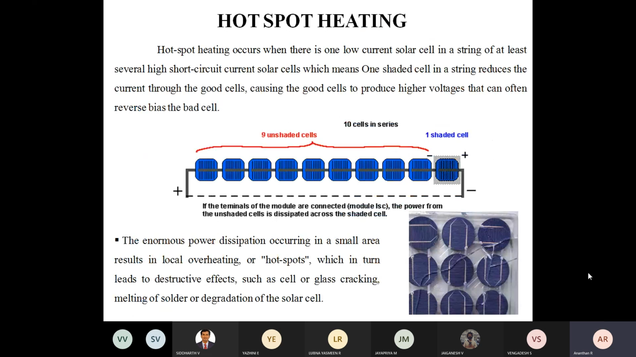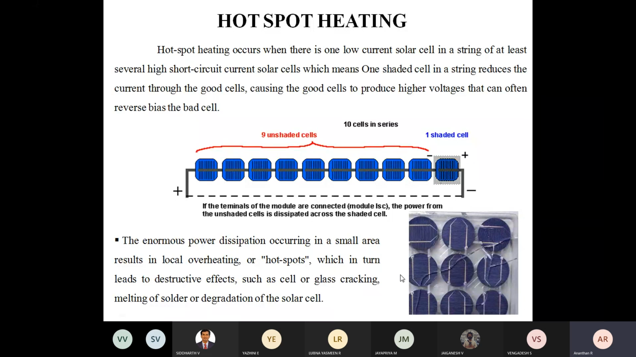And as I said, it's hotspot heating. Because of the single cell sharing, whatever energy is generated by the other nine cells flows through the single shared cell. Because of this, whatever the excess is, it gets added here, and that single cell gets heated up. Everything will be heated up.